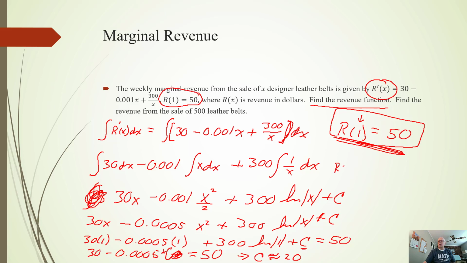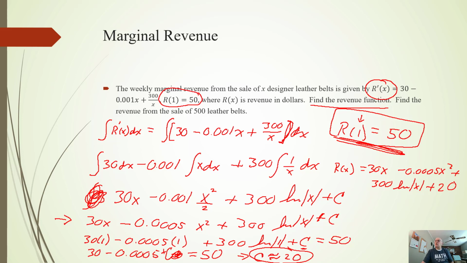And we've got our revenue function. What's our revenue function? Well, we had our revenue function pretty much right here. All we need to do is fill in the c. And our revenue function is 30x minus 0.0005x squared plus 300 natural logarithm of x plus, and we did find c down here, plus 20.